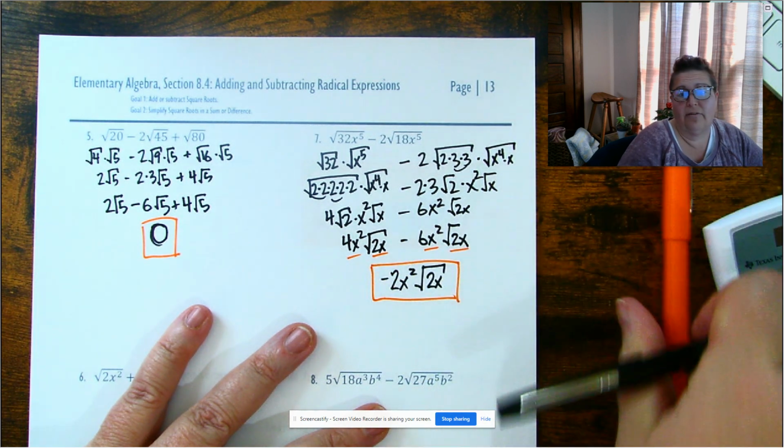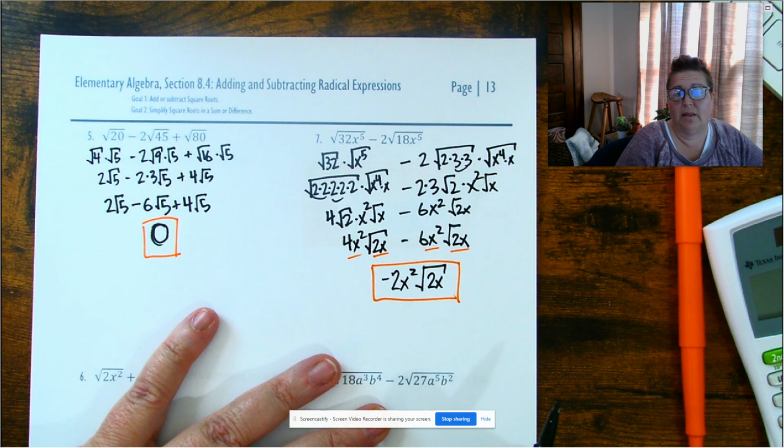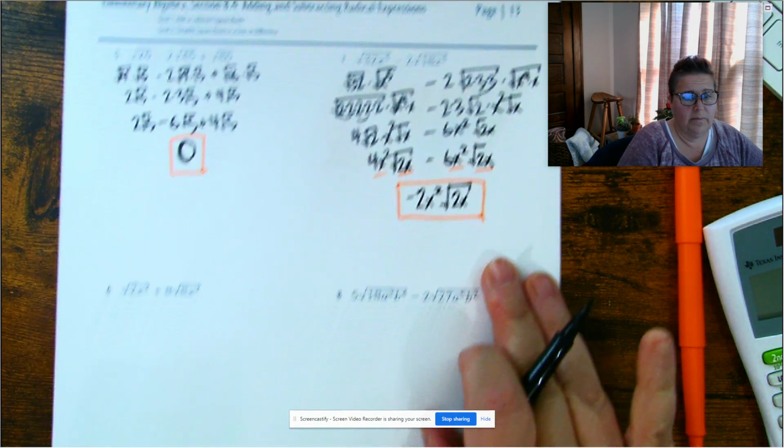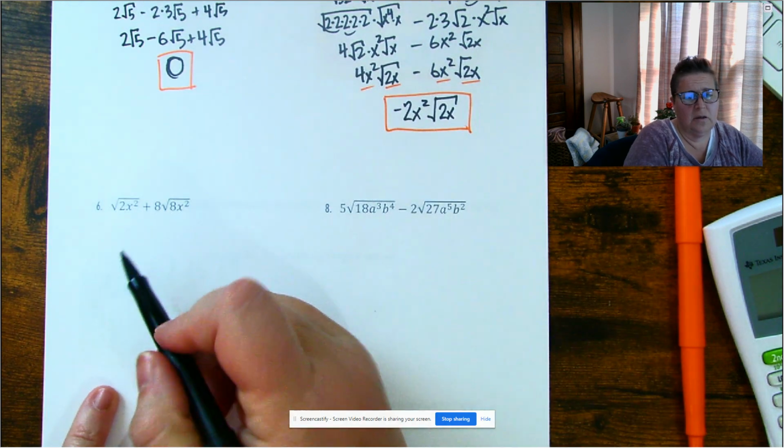That one was a little rough. Some of these can get a little bit long, but yep, that worked. Okay, what about number 6?